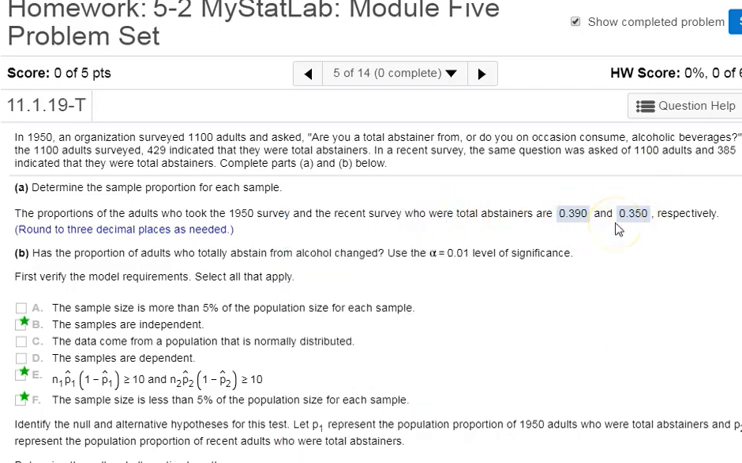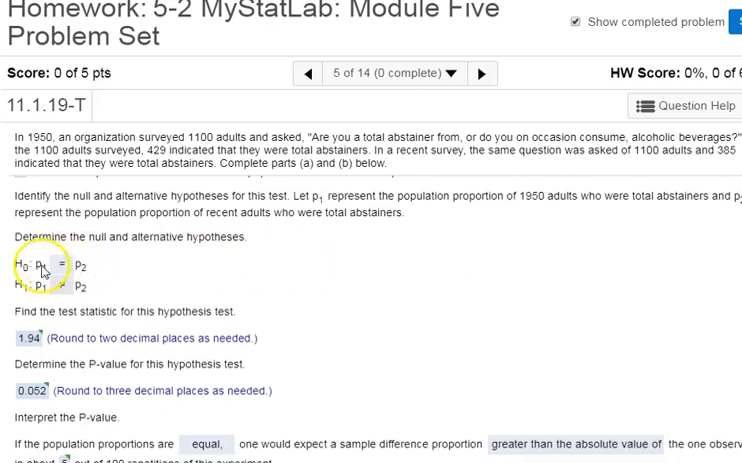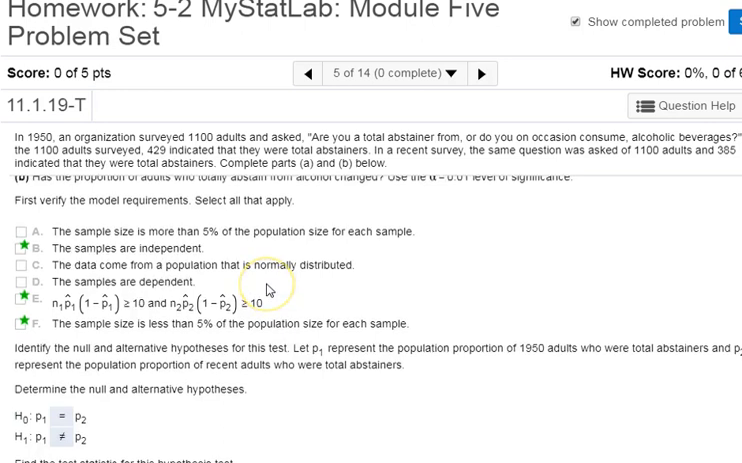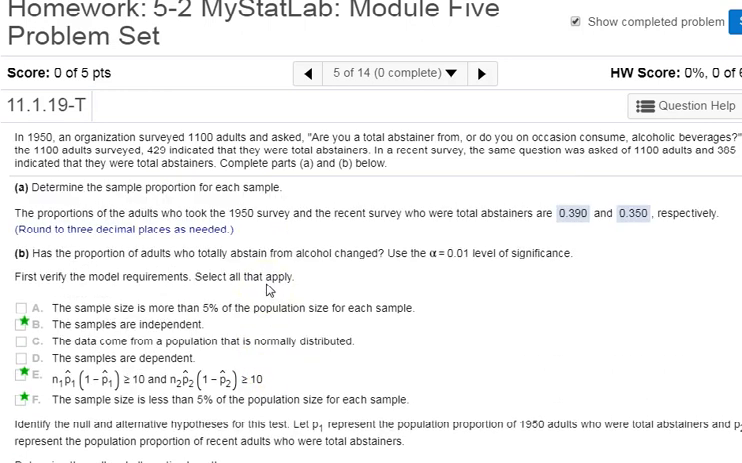So the proportions are different from our two samples, and that's to be expected. It'd be very rare if they're exactly the same between different samples. But is this difference enough for us to reject the null hypothesis and conclude that the alternative is true? So that's what the hypothesis test is going to tell us. And it tells us the level of significance we are going to use.